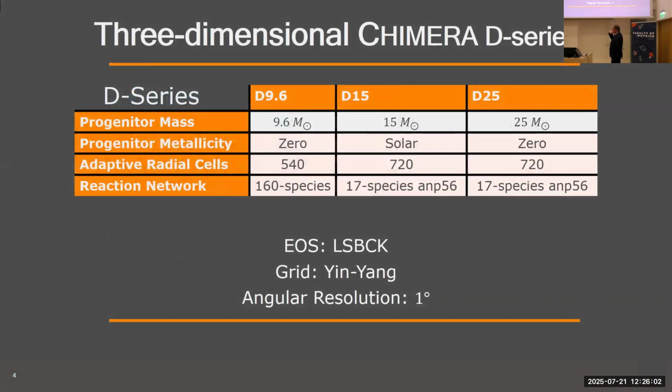And without further ado, the main part of this talk is going to be concerning 3-dimensional Chimera simulations. And this is what we call the D series for Chimera. And this involved 3 progenitor models that varied in stellar progenitor mass, so a 9.6, 15, and 25 solar mass progenitor. And I'll refer to them by their mass, but they also differed in progenitor metallicity. And as far as the setup of the simulation goes, there were just a couple of small differences between the models.